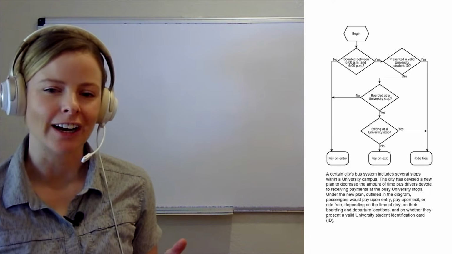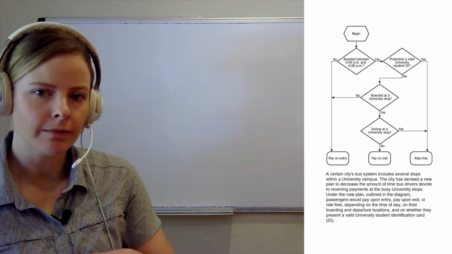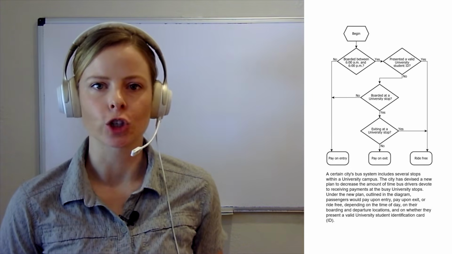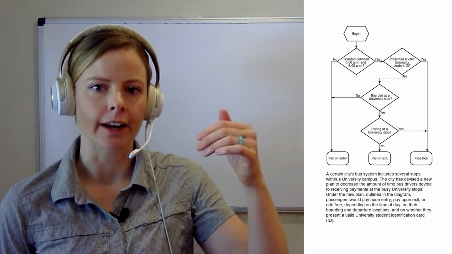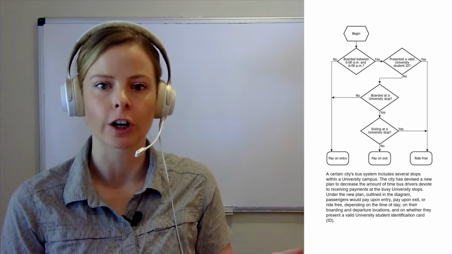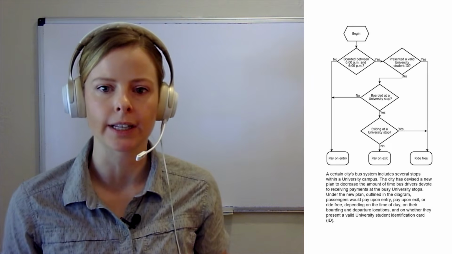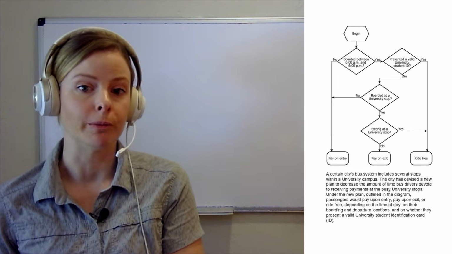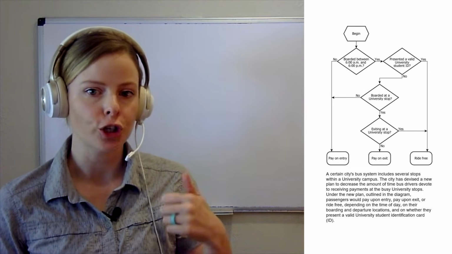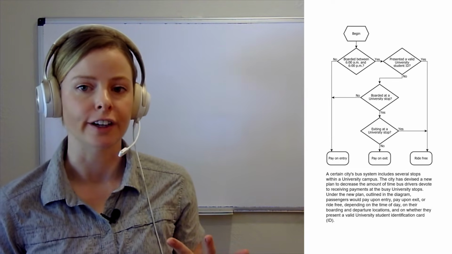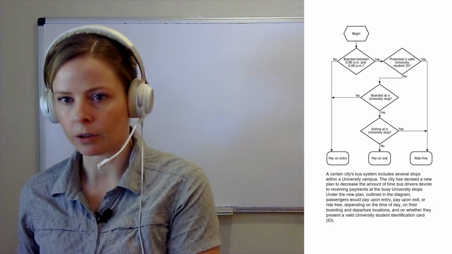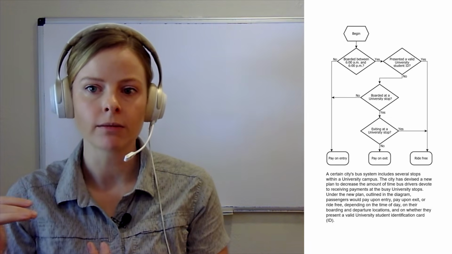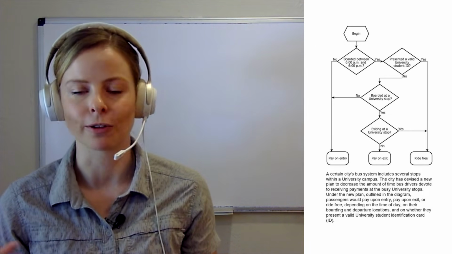All right, let's talk about this flowchart. So first thing I'm doing is just taking a glance at the chart itself. It looks like we've got a begin, so something is starting, and then we've got a whole bunch of different options that happen. And then at the end of the day, you can end up in one of 3 buckets. You either pay on entry, pay on exit, or ride free. So that's intriguing. Let's go look at the description to see what exactly we are paying for or riding free on.